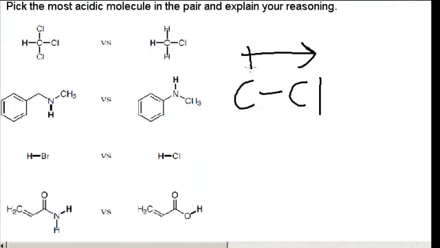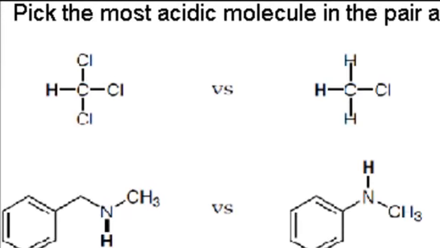So if we look at the two structures on the top, we've got 1 chlorine in the right drawing and 3 chlorines in the left drawing. Each one of those chlorines is pulling electrons away from that central carbon. So what's this mean as far as the acidity of those two hydrogens? Well, remember, acidity is highly based on the stability of the conjugate base.